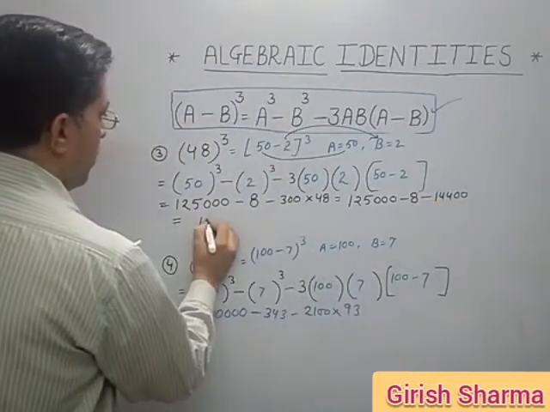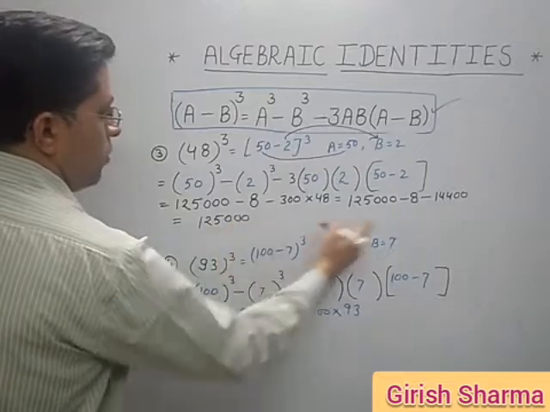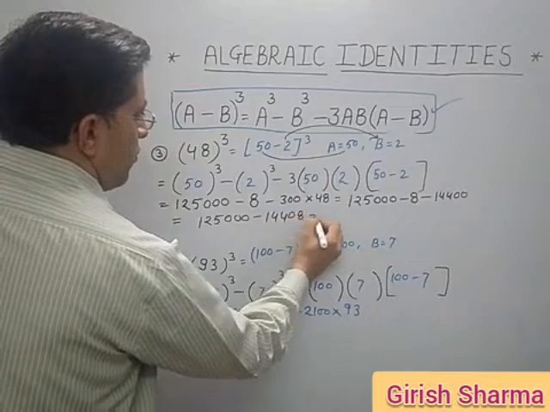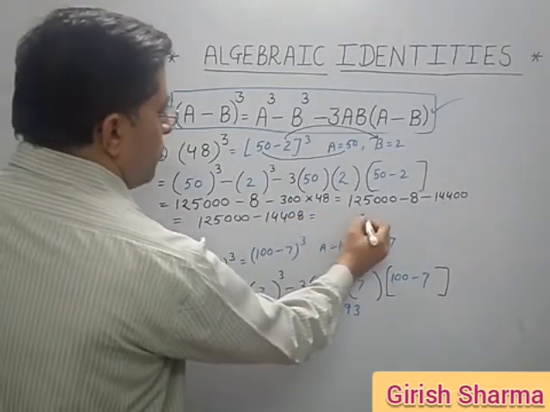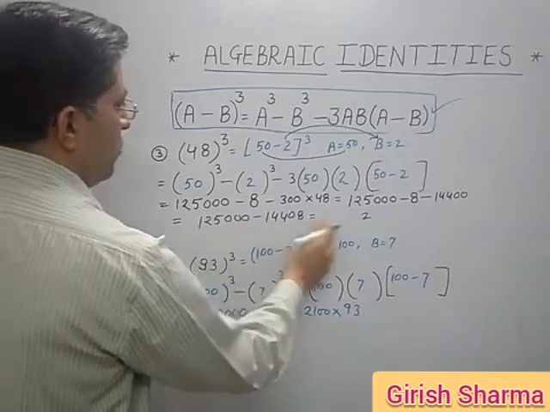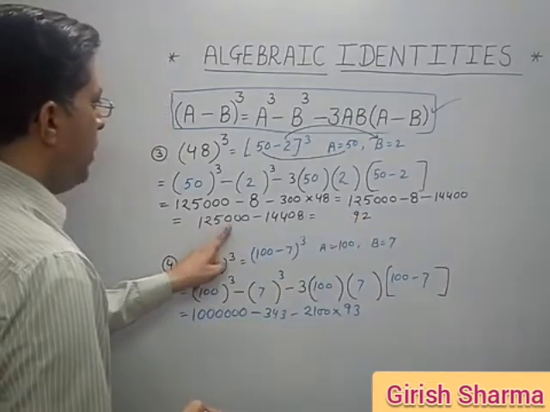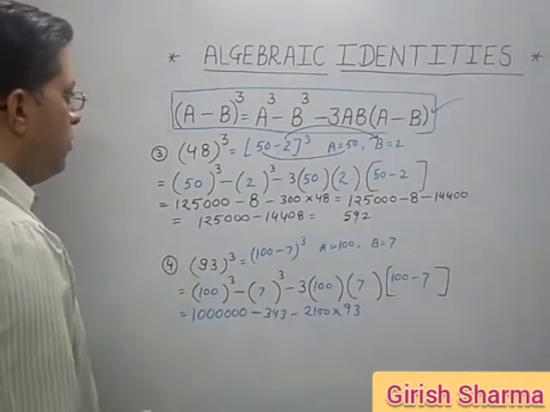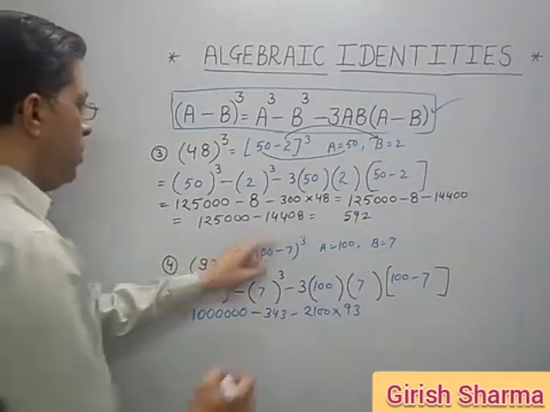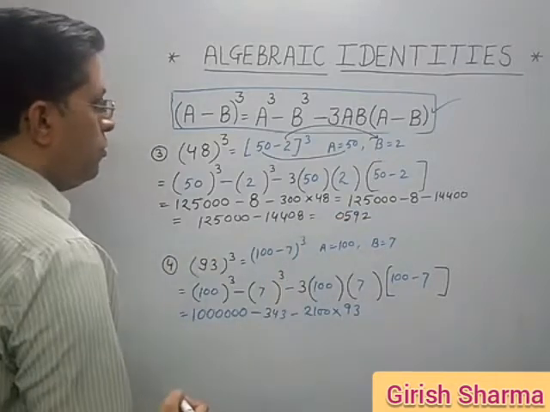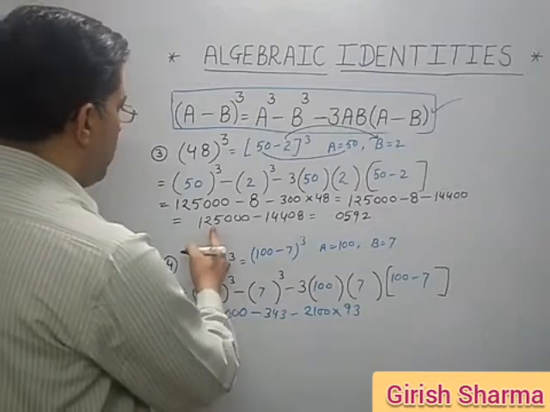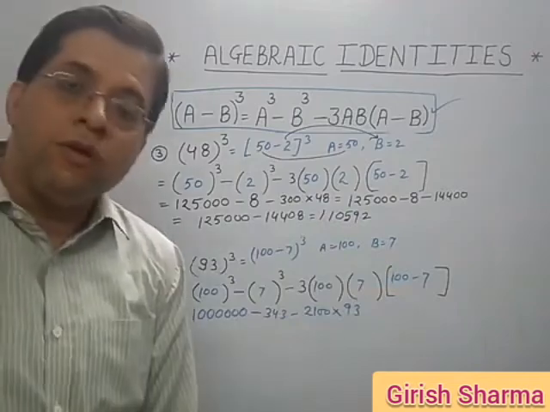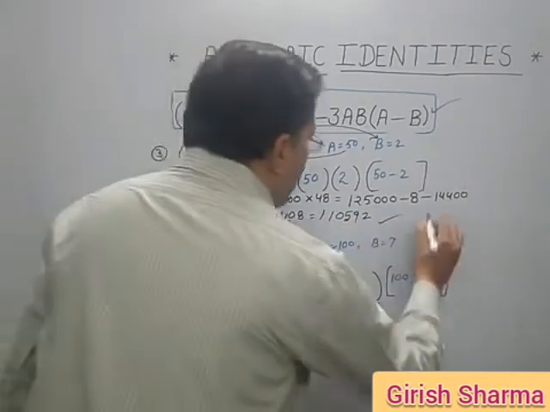Then what will come? 125 with 3 zeros minus 14408. 10 minus 8 is 2. 9 minus 0 is 9. 9 minus 4 is 5. Then 4 minus 4 is 0. Then 2 minus 1 is 1 and 1 is 1. So 110,592. This is your answer.